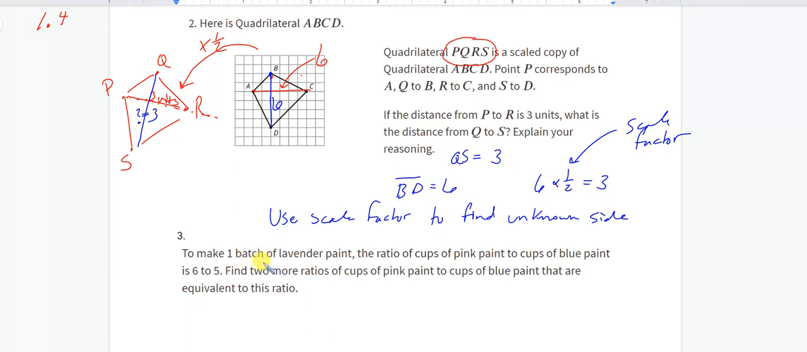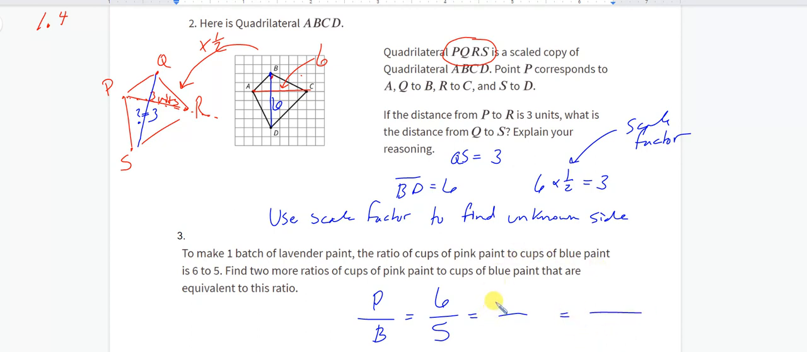And last one, to make a batch of lavender paint, the ratio of cups of pink paint to cups of blue is 6 to 5. So pink to blue is 6 to 5. Find 2 more ratios of cups of pink paint to cups of blue paint that are equivalent. So we just need some equal ratios to that original 6 to 5.